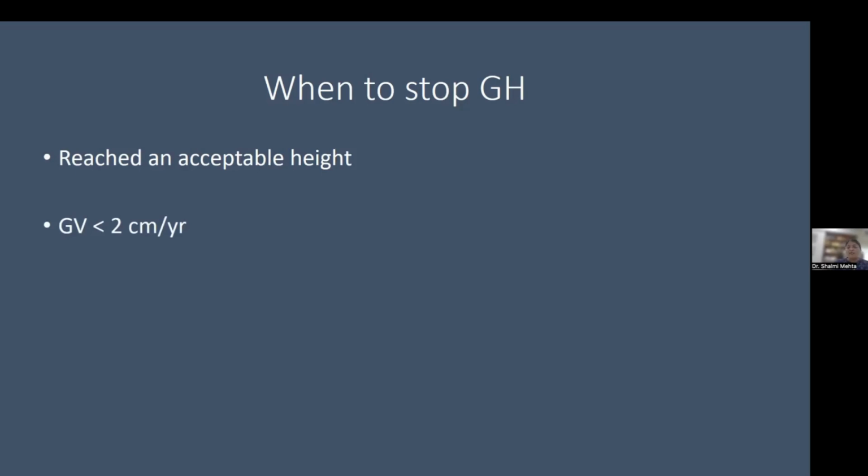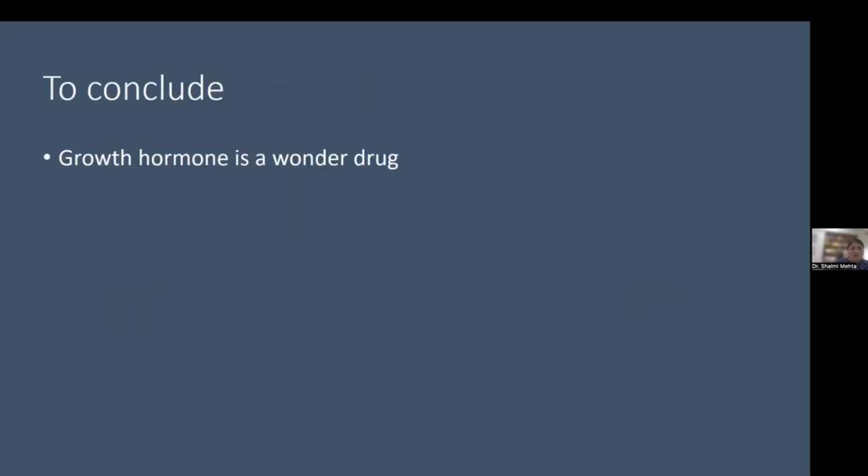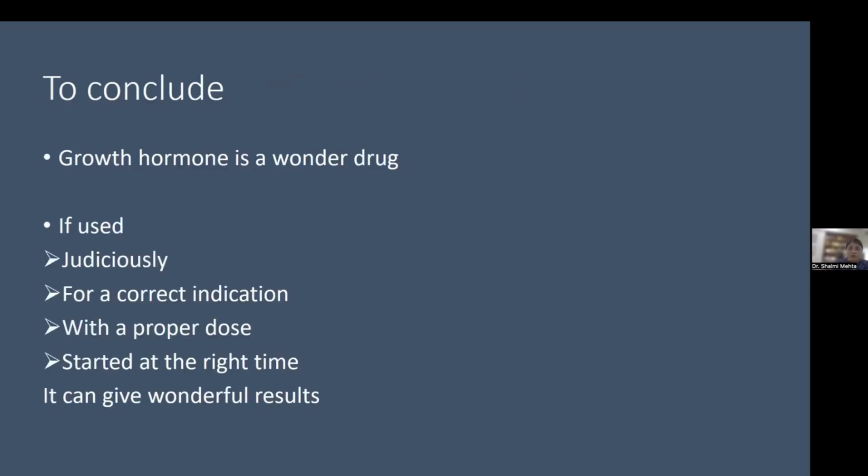Or your child is now faltering, so bones are getting fused, so the child is not growing as well. Then you would stop growth hormone. Or as we talked, if the bones are fused, there is no point in giving growth hormone. So then we should not further continue. So these are the 3 places where we would stop growth hormone treatment. So to conclude, growth hormone is definitely a wonder drug, if used judiciously for a correct indication with the proper dose and started at the right time, it can definitely give you wonderful results.